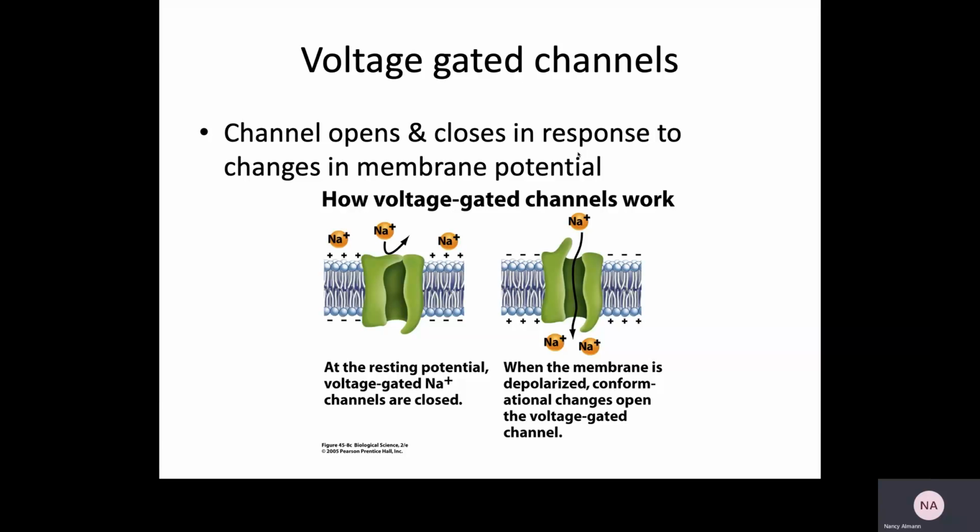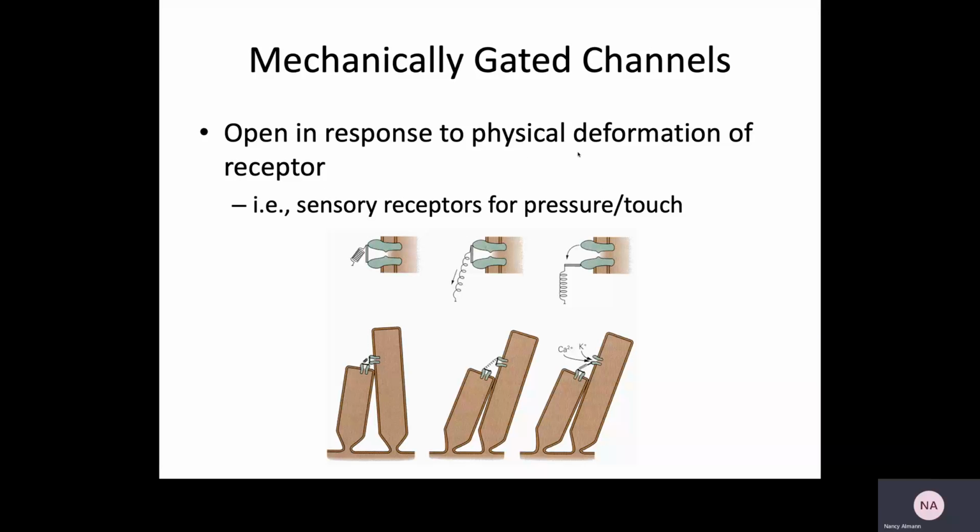We also have voltage-gated channels. These are going to open and close in response to what's known as a change in the membrane potential, and we'll describe what a membrane potential is in a second or two. And last but not least, we have the mechanically gated channels, which are going to open in response to some sort of physical deformation of a receptor. A classic example is if you have pressure on a sensory receptor that is supposed to be picking up information about pressure, that gate will open and information will travel within the cell.